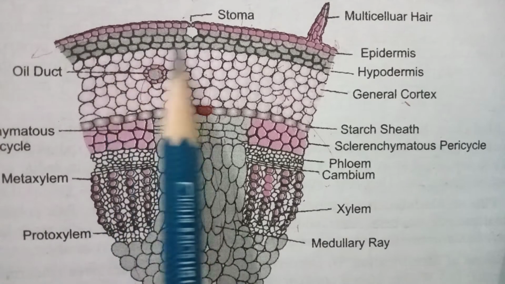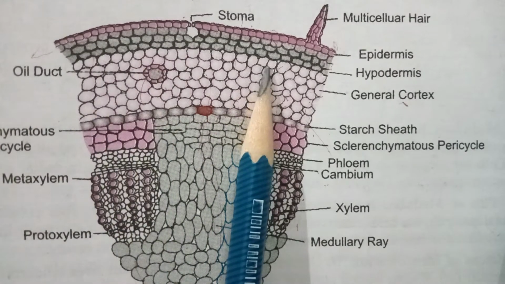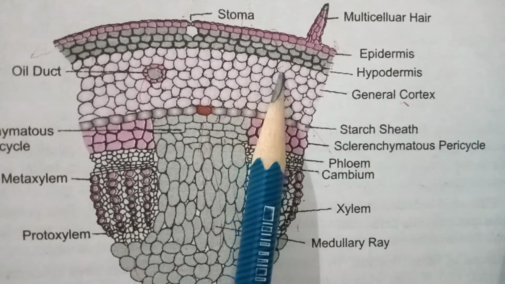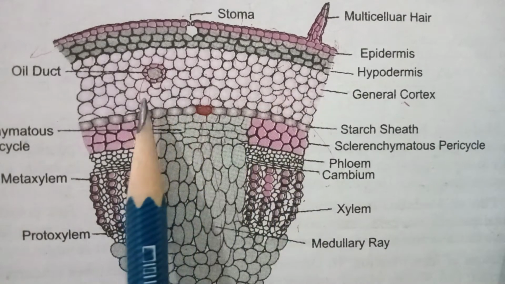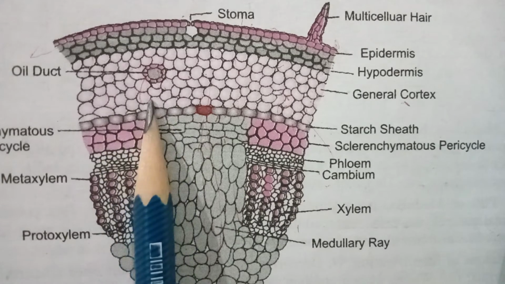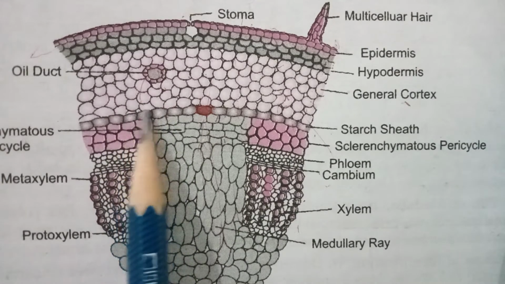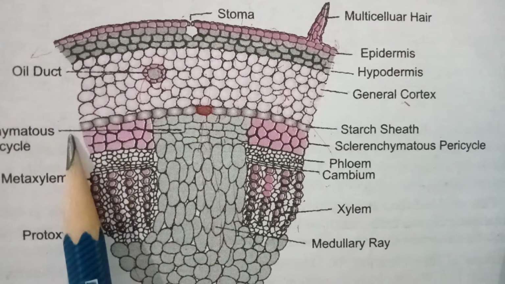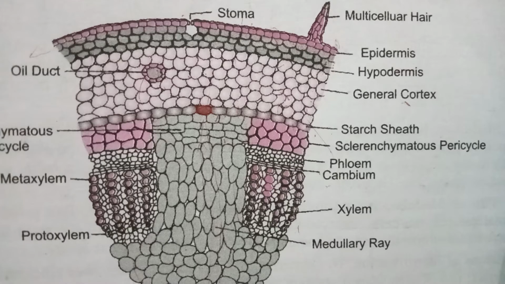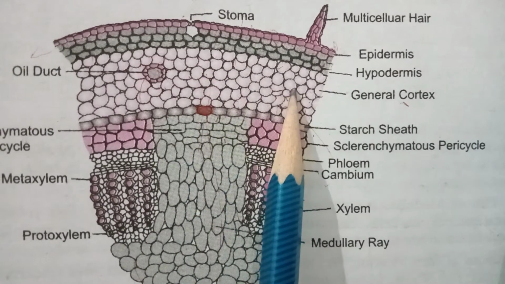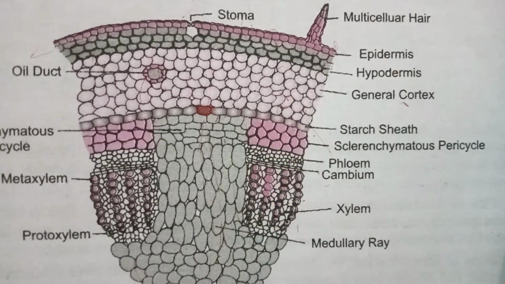Followed by the epidermis is the hypodermis. The hypodermis is formed immediately next to the epidermis and is made up of collenchyma cells. They have thick tangential walls, and some cells contain chloroplast, so definitely they can help in performing photosynthesis. They provide flexibility and mechanical strength to the plant. They store food, etc.